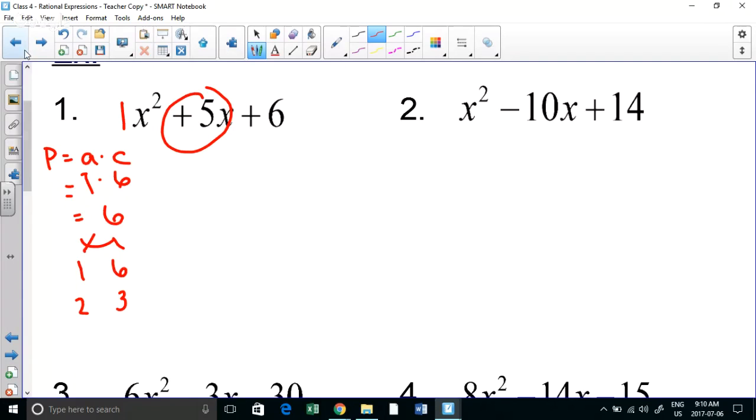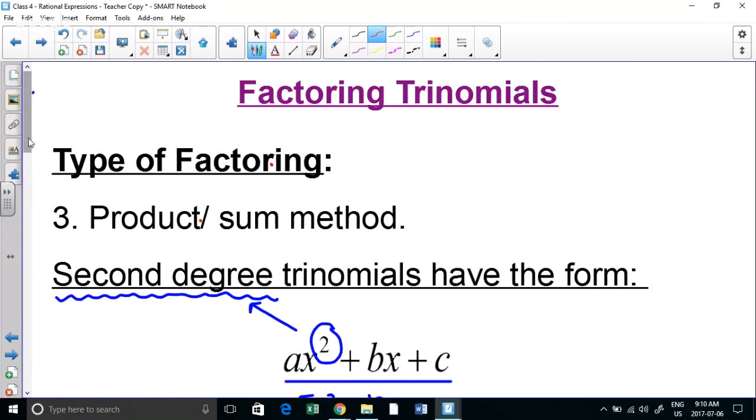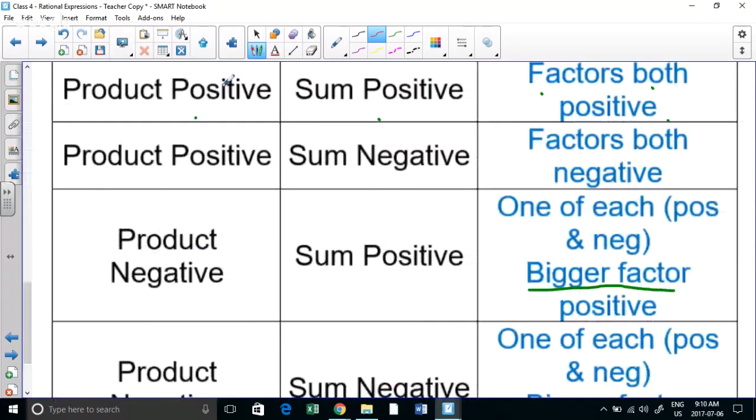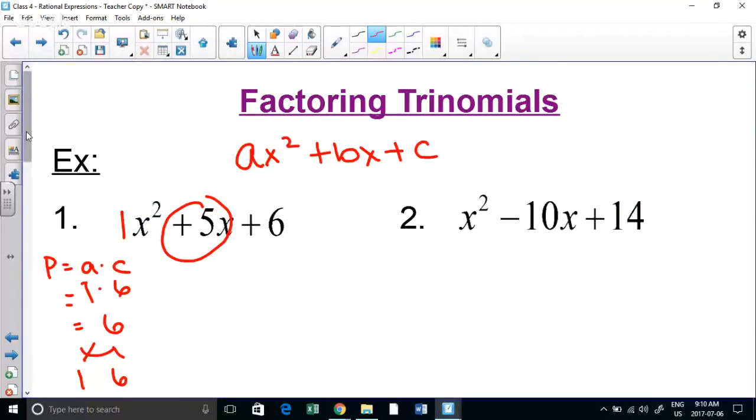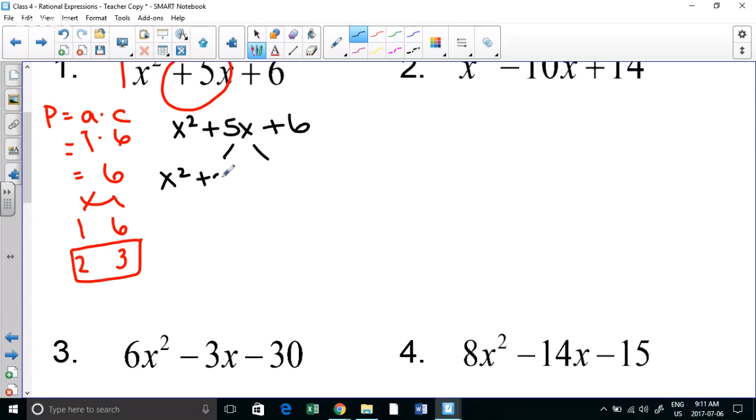So I go to my table and I say, okay, I have positive and positive. That means factors are both positive. So I don't have to do anything. I just have to choose them. Which one adds up to 5? Well, these two do. So x squared plus 5x plus 6. This 5 gets broken into 2x, 3x. And now, because I have 4 terms, I can factor by grouping.